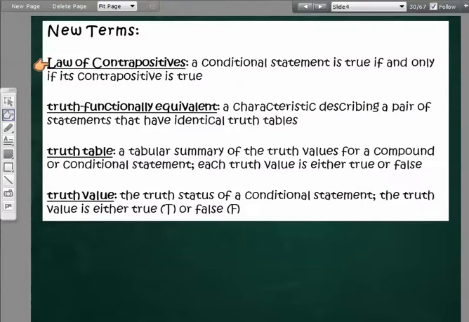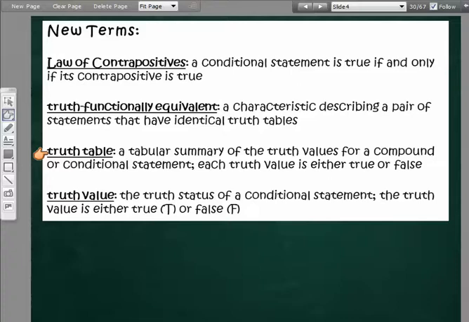Okay, some new terms that we're going to be looking at in this lesson are the law of contrapositives. That's a conditional statement is true if and only if its contrapositive is true. Functionally equivalent is a characteristic describing a pair of statements that have identical truth tables.